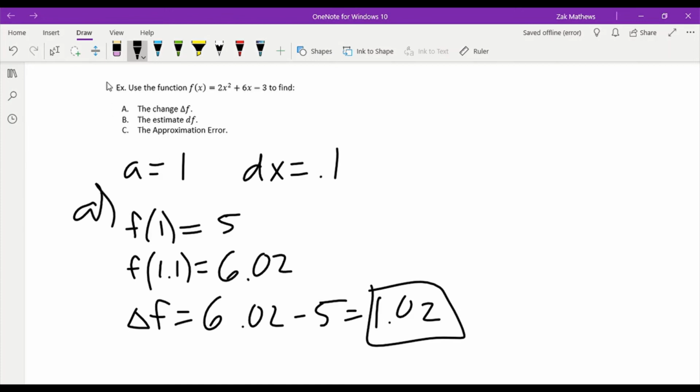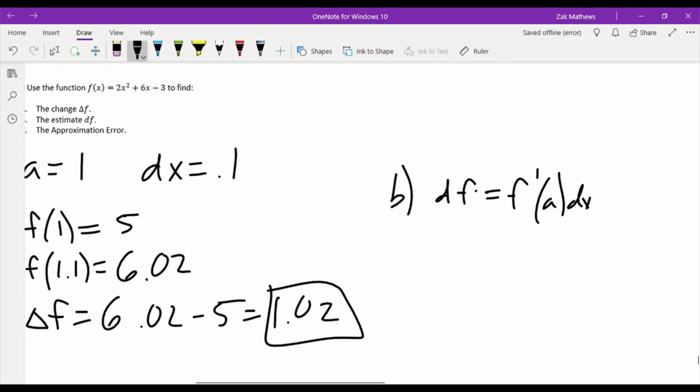That wasn't terrible, but that was a relatively simple function too, so we can imagine that as the function gets more complex, it's going to be easier to use this estimator. To remember, the df is talking about the f prime times the dx. So just to write that out again, df equals whatever the f prime is at our value times the dx. So first thing I'm going to need to do is find the derivative of the function. F prime of x would be equal to 4x plus 6. Very easy derivative to calculate.